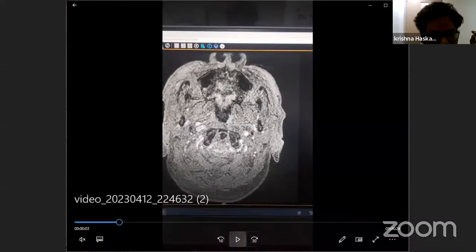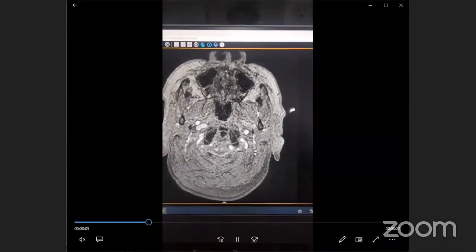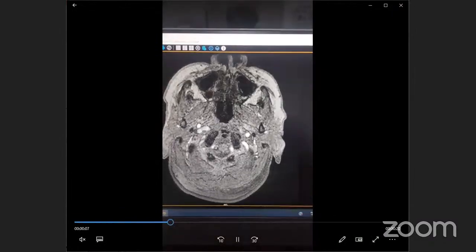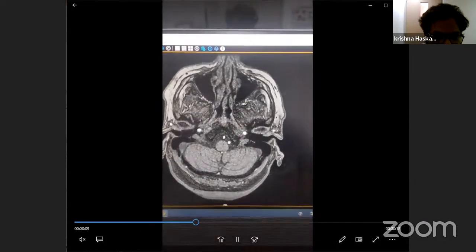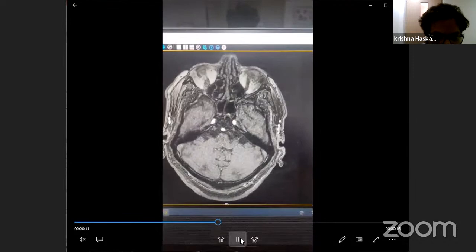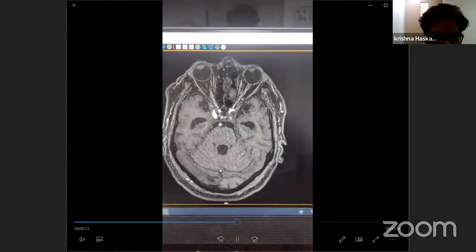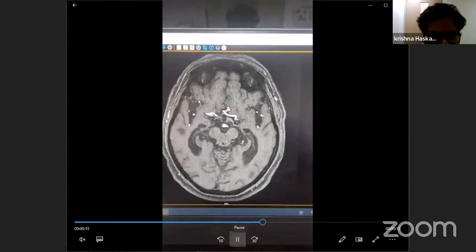Is it seen now? Yes. So this is an MR angiogram of the same patient, showing right side P1 occlusion.